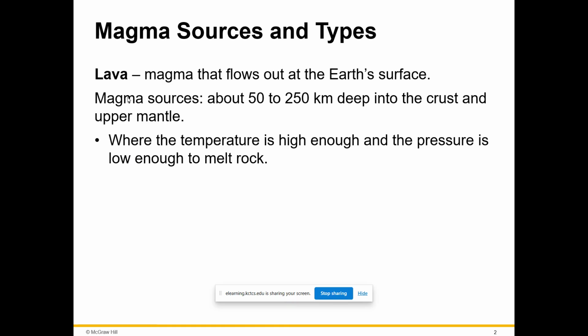And magma sources about 50 to 250 kilometers deep. And that is where the temperature is high enough and the pressure is low enough to melt rock. Because as you go deeper towards the core, the pressure increases so much that things solidify again, even though it's still super hot.